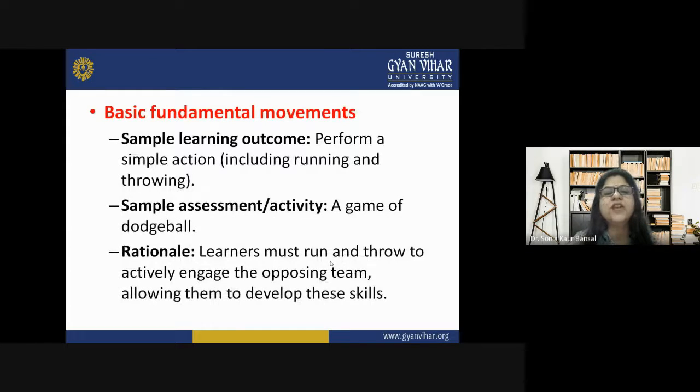Then basic fundamental movements is another category in this domain. The sample learning outcome is to perform a simple action including running and throwing. A sample assessment activity that can be given is a game of dodgeball again. The rationale is that learners must run and throw to actively engage the opposing team, allowing them to develop these skills.